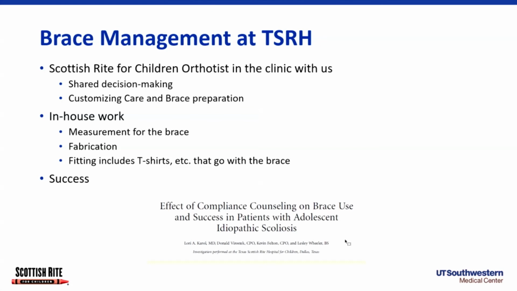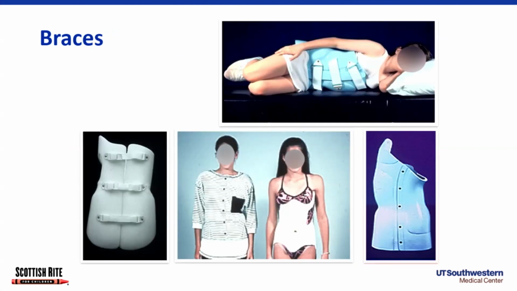We make all of our braces in-house, and it's very, very successful. We're so proud of the orthotists and the team that we have, and it's a team effort that makes the bracing successful, and it's worked very well for us. So here's two main types of braces: a daytime brace, which you see there to the left, and the nighttime brace, which you see there to the right.